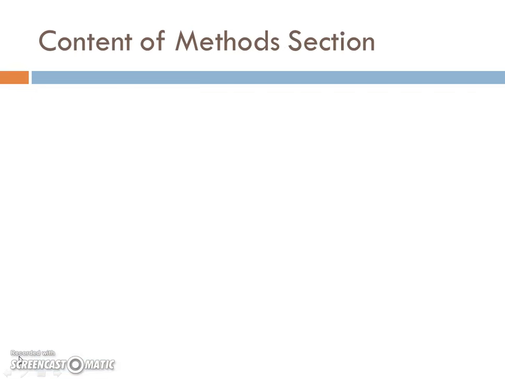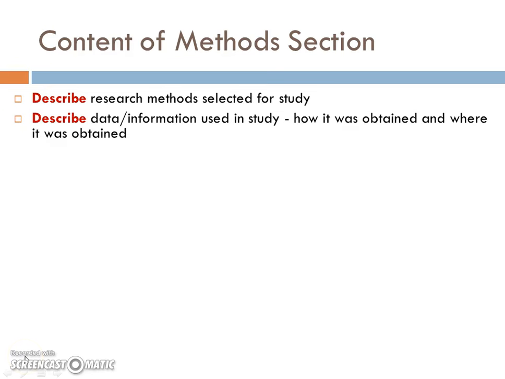As mentioned earlier, the methods section is very important in establishing the validity of your paper. You need to make sure you include certain information in the methods section. First, you need to describe the research methods that were selected for the study. You don't need to go too in-depth, but you should include certain details. For example, if you conducted an interview or questionnaire, you should include how many people were included and perhaps demographic information.